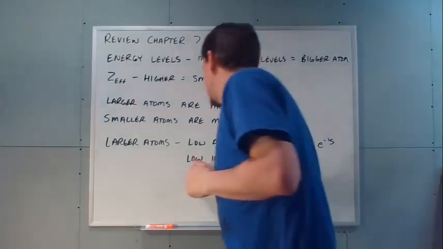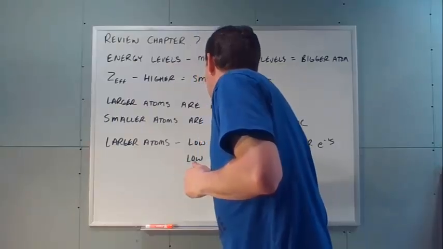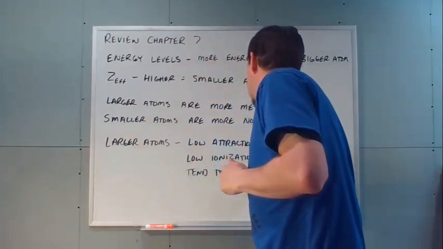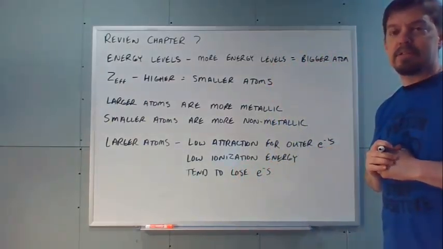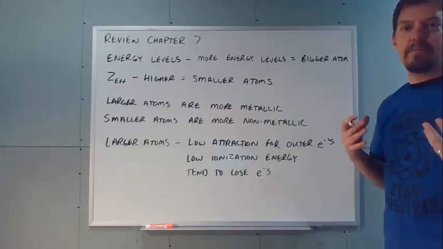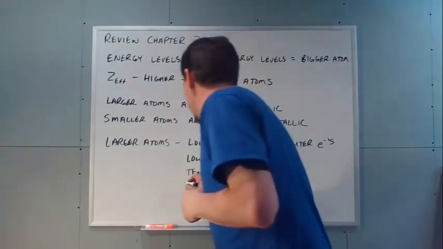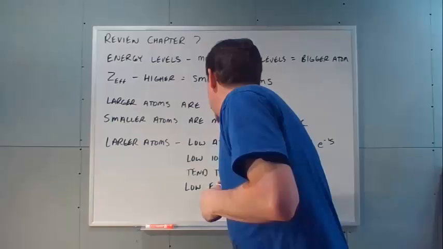What does that mean? They're going to tend to lose electrons. If they're going to tend to lose electrons, they're not going to be very good at gaining them or attracting them, right? So they're going to have low electronegativities.